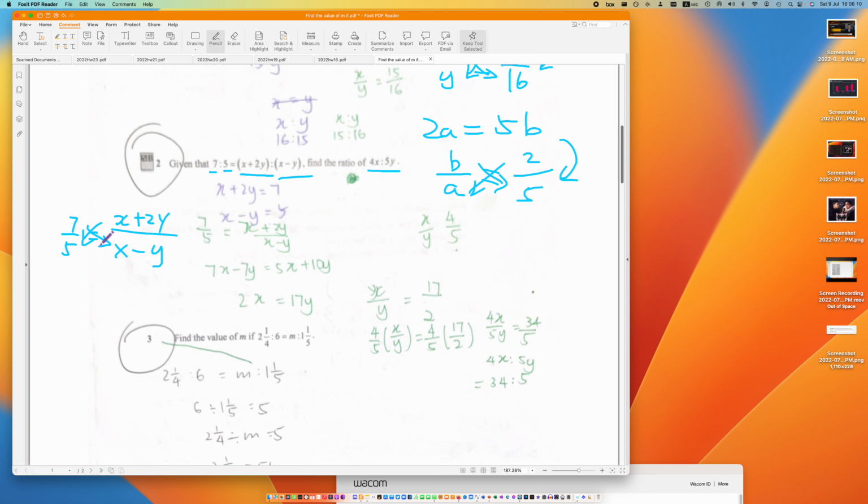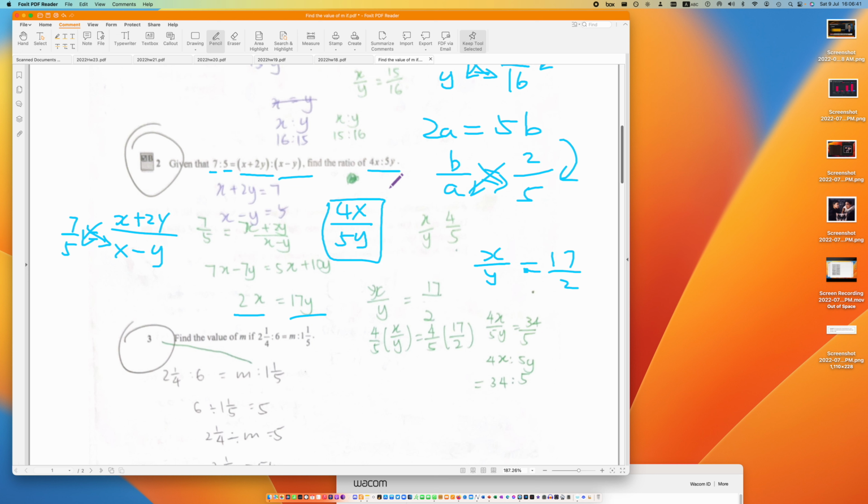I get 17 over 2 if it's x over y. Okay, so x over y equals... hold on, 17. You're supposed to get what? 2x equals 17y, right? Then after that, x over y is 17 over 2, is it? Okay. But what they want is actually 4x over 5y. So in a way, how do you decouple this?